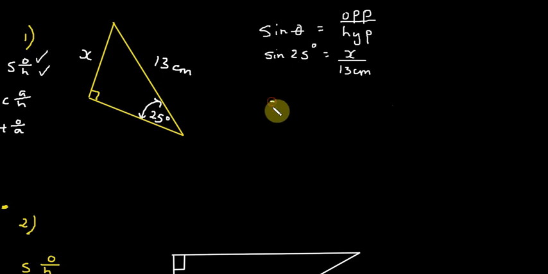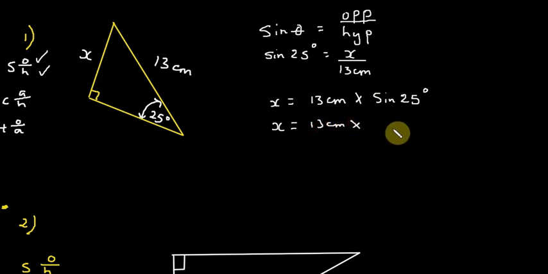So x is equal to, I multiply the bottom by this side. So we have 13 centimeters multiplied by sine 25 degrees. And we will simplify this. You want to show all your working. So 13 centimeters multiplied by sine 25 degrees will give us 0.422.